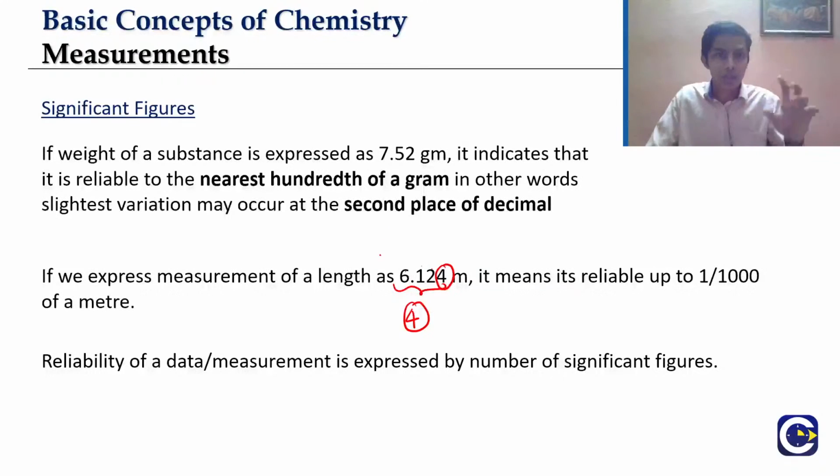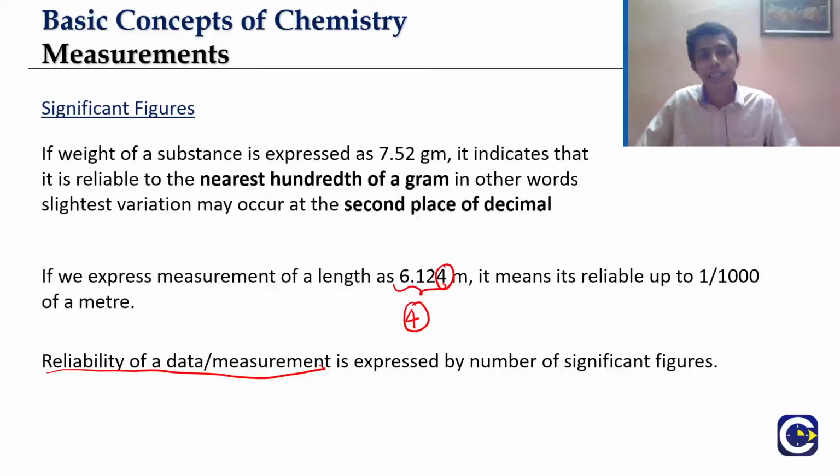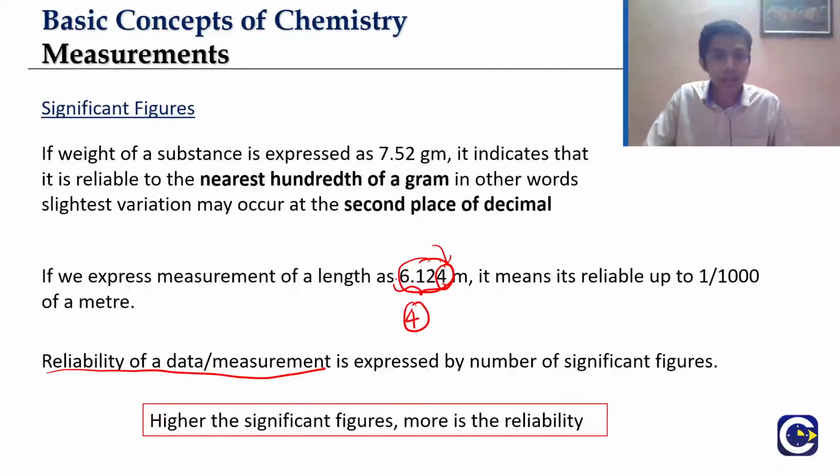One more interpretation of significant figures is that the reliability of data or measurement is expressed by the number of significant figures. So how reliable is it? For example, 6.124 meter is reliable up to the third decimal. You can rely on that value up to the third decimal. Fourth decimal, no. That is one more way of expressing significant figures. Higher the significant figures, more is the reliability.